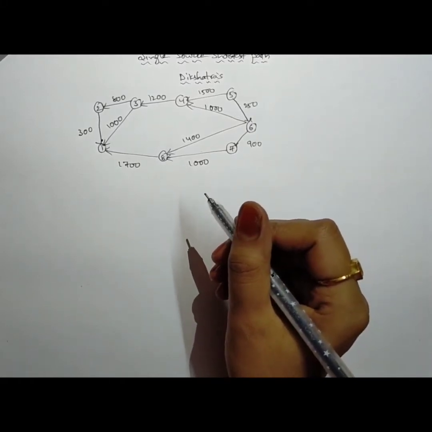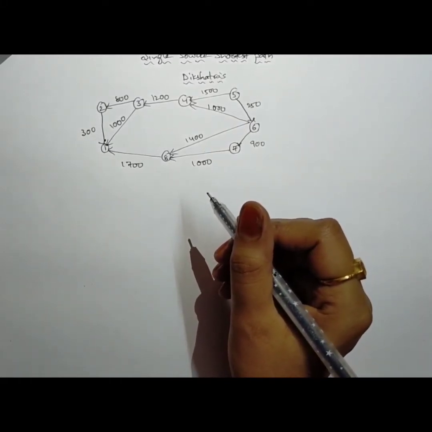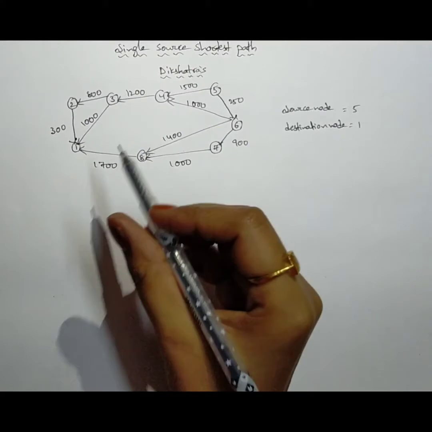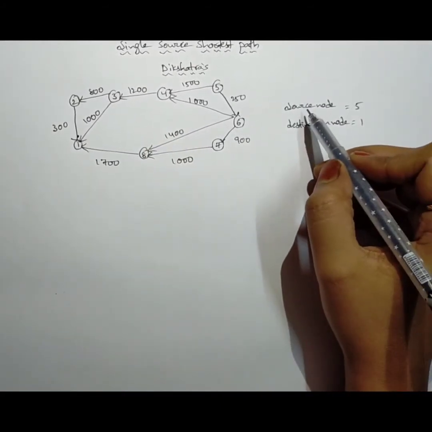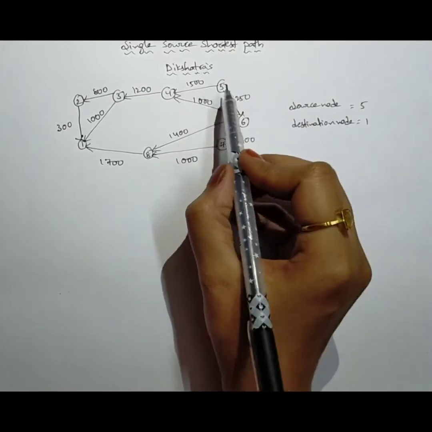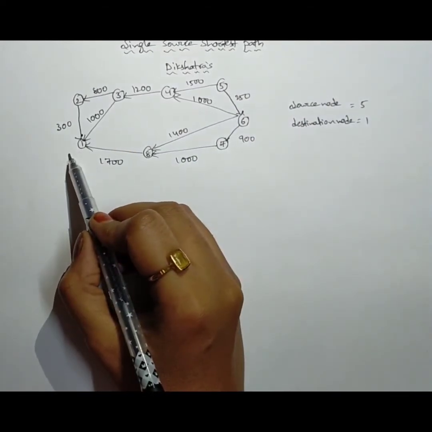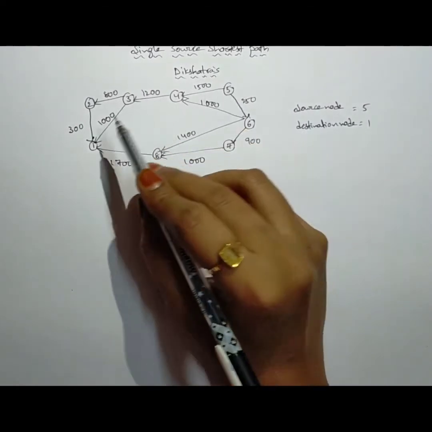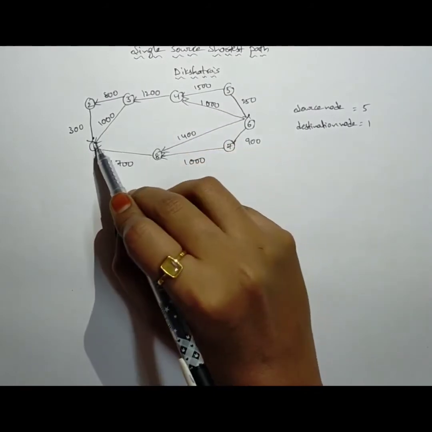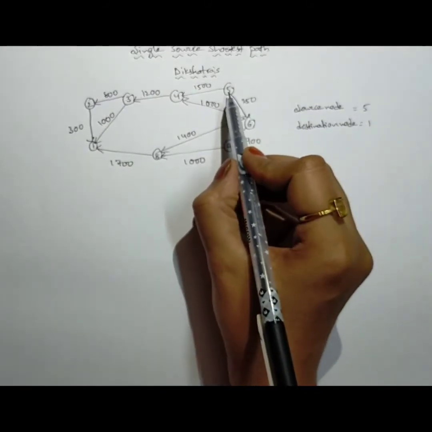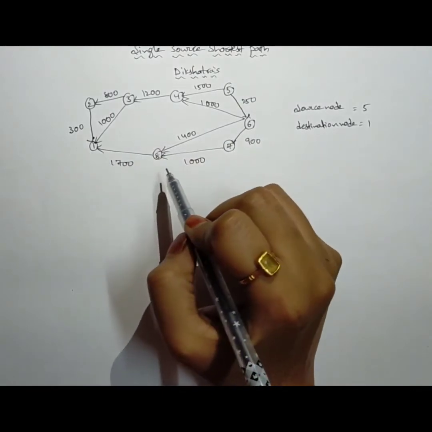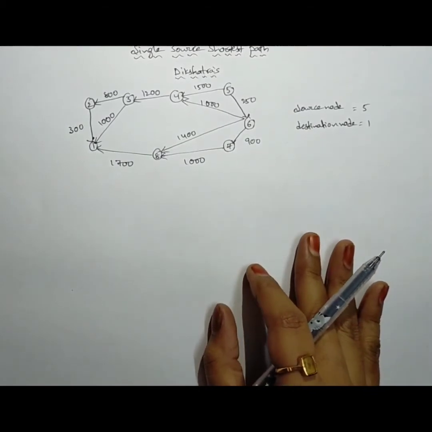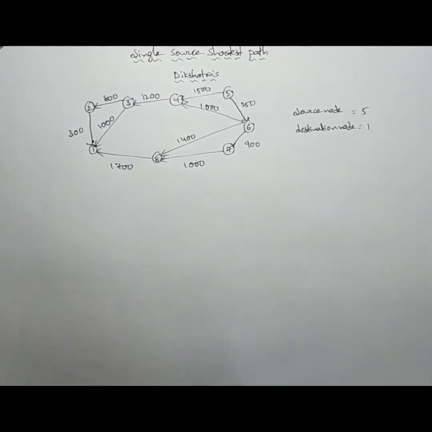Hello everyone. In today's video, I am going to explain single source shortest path using the greedy method. In this problem, we will be given the source node and the destination node. Here the source node is 5 and the destination node is 1. We need to find the shortest distance from node 5 to node 1, and we need to travel through all these nodes to reach the destination node. Now let us see how this problem can be solved by using the greedy method.